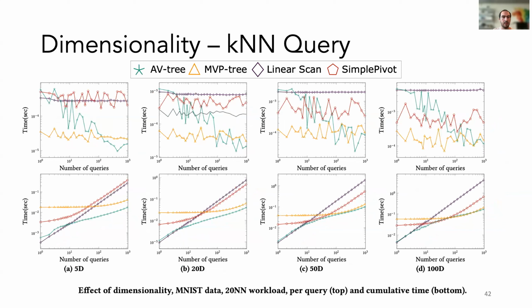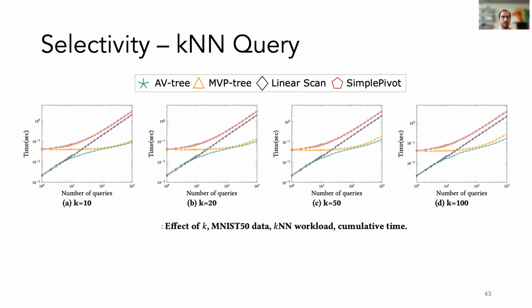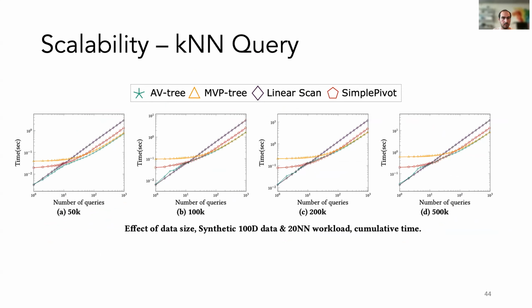Here is the same experiment repeated for KNN queries. We excluded the AKD as it does not support KNN queries. And as you can see, the results are consistent with those for range queries. We also experimented with workloads of varying selectivity. The relative performance of all the compared methods is unaffected by the workload selectivity.